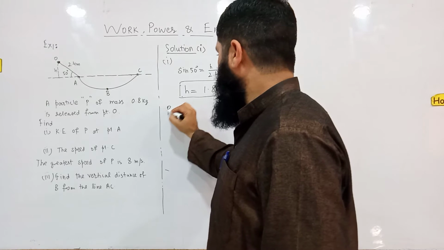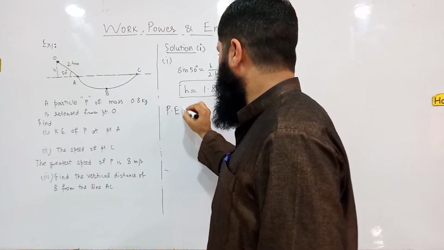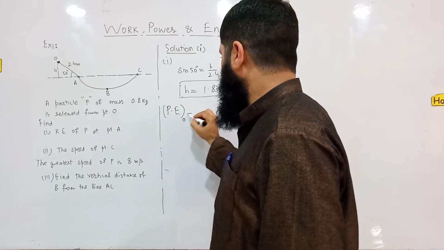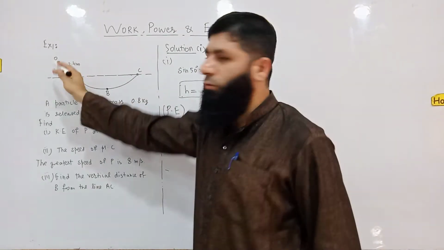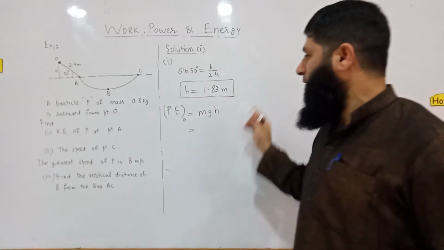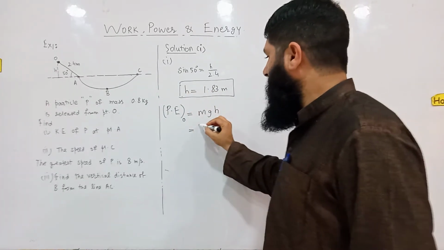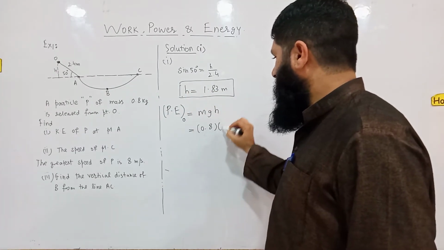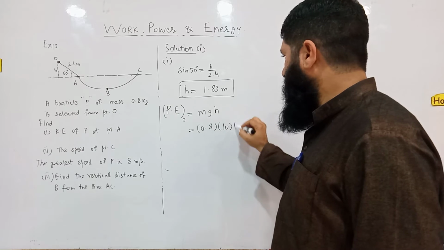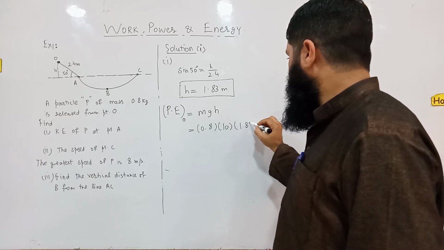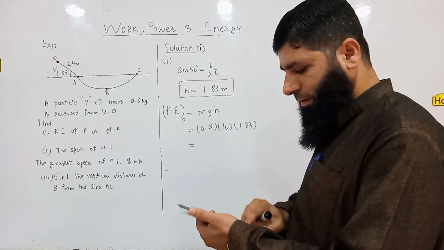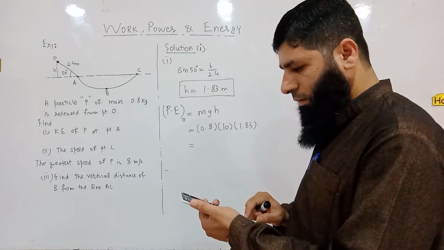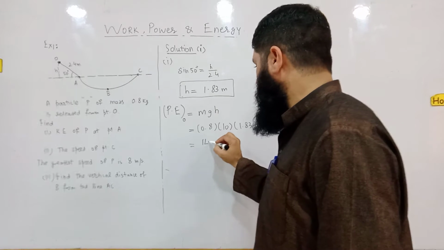So the potential energy of this particle at point O will be equal to mgh. The mass of the particle is 0.8, the gravitational acceleration is always 10, you know this, and h is 1.83. If we multiply these three quantities, we will have 14.7 joules.